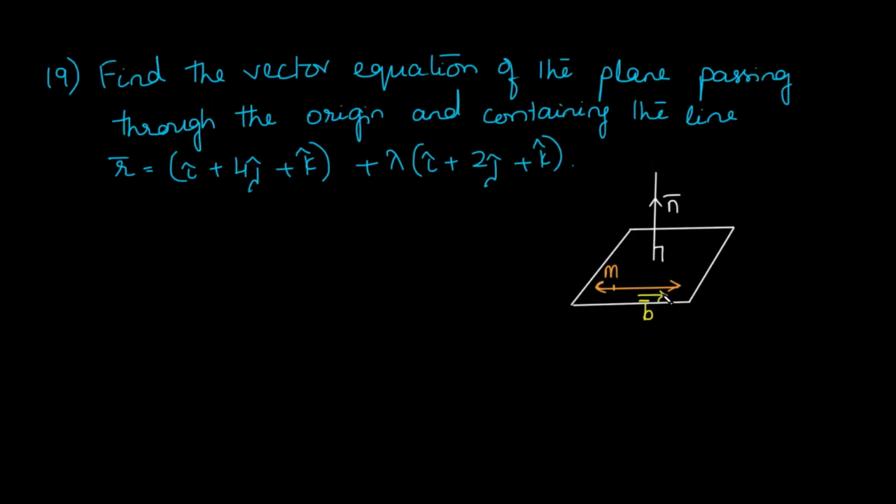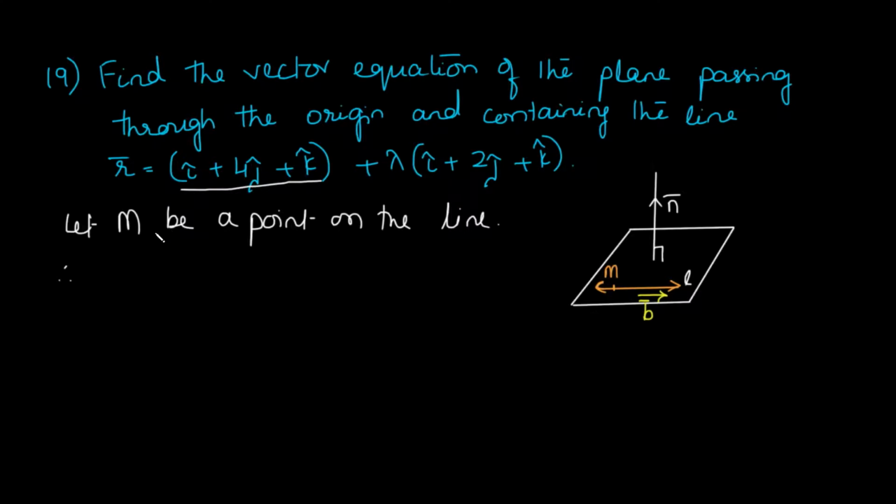Suppose this line is over here, what I have drawn over here. Let L be that line. So the equation of line L is what is given over here. Now suppose M is a point on the line. So M is represented by this particular vector given over here. The position vector of M is M bar, which is this particular vector.